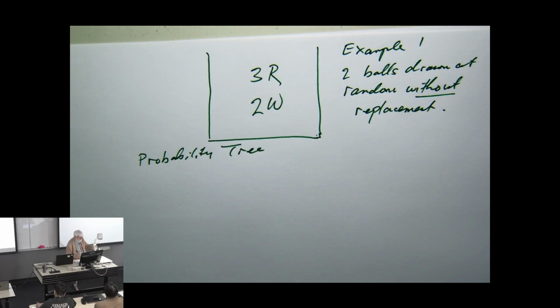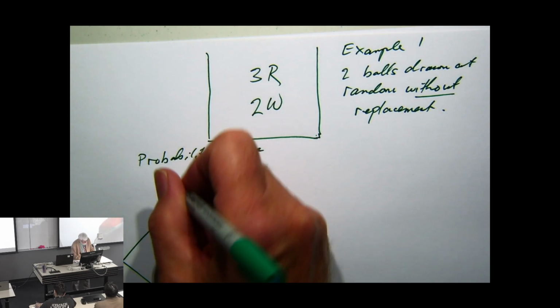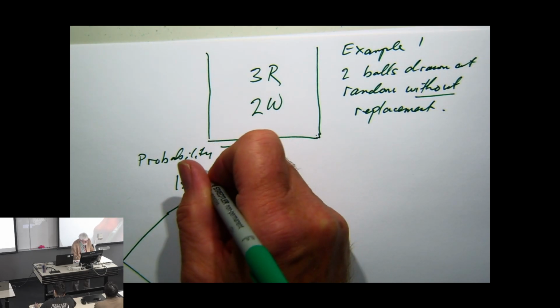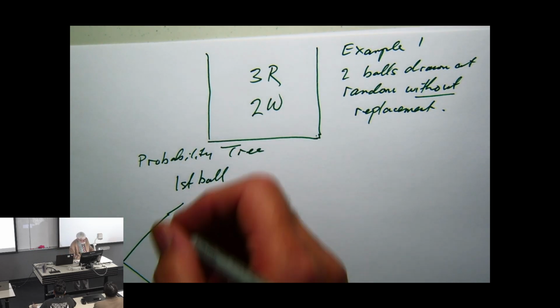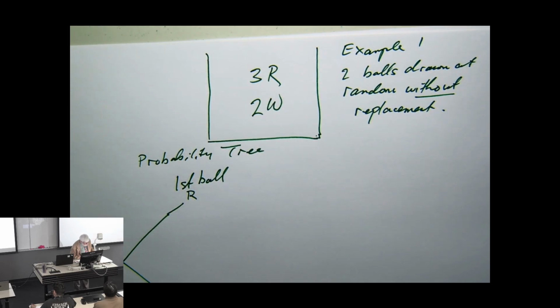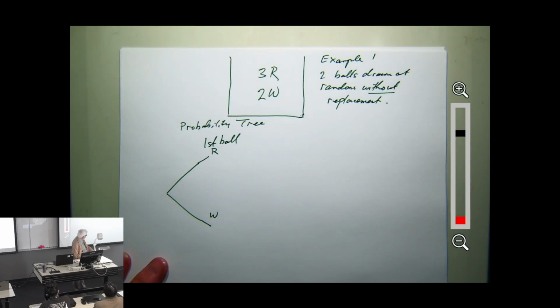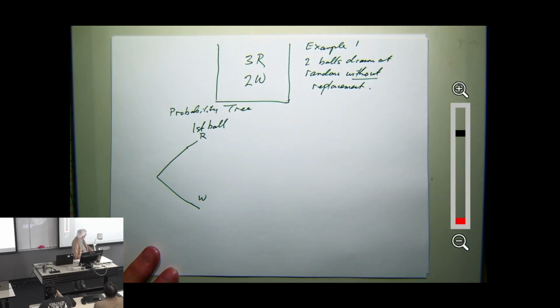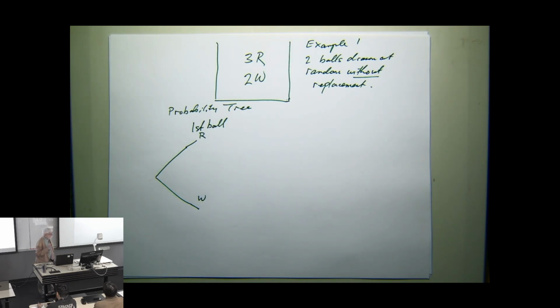So we're going to reach in, grab our first ball, and we're going to call this our first ball, or first pull. You can either get a red or a white ball. So I could either get a red ball or I could get a white ball. And then what I want to do is attach a probability to getting each of those colors of balls. And let's attach probabilities now to each of those pulls.